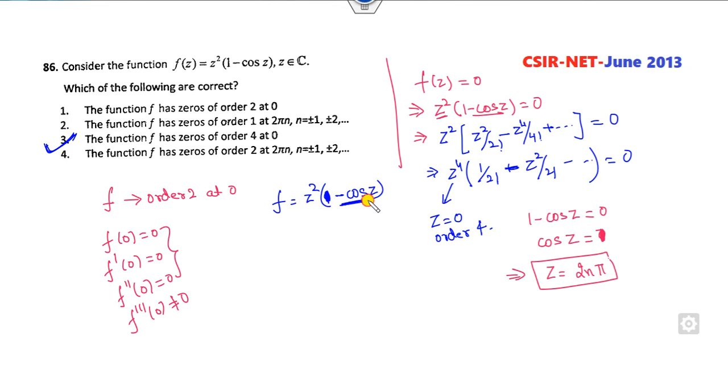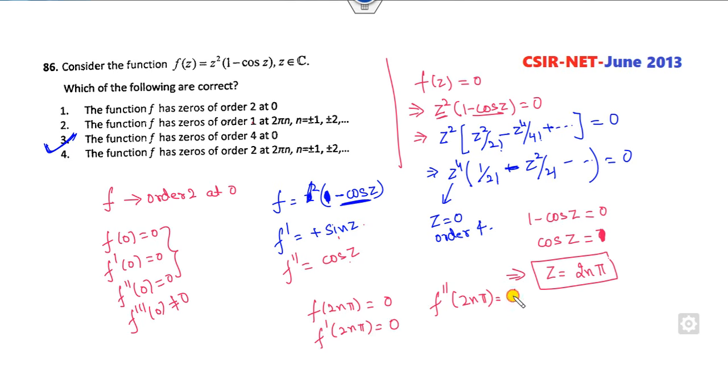Fine. So since it is non-zero for all 2nπ, I can simply take f dash is plus sin z, f double dash is cos z. If it is order 1, then this value will be 0. Otherwise, you can see f of 2nπ is 0, f dash of 2nπ is sin 2nπ, which is 0, and f double dash of 2nπ is cos 2nπ, which is 1, a non-zero. So this is of order 2. So fourth is the correct option, first is cancelled out. So third and fourth are the correct options of this problem.